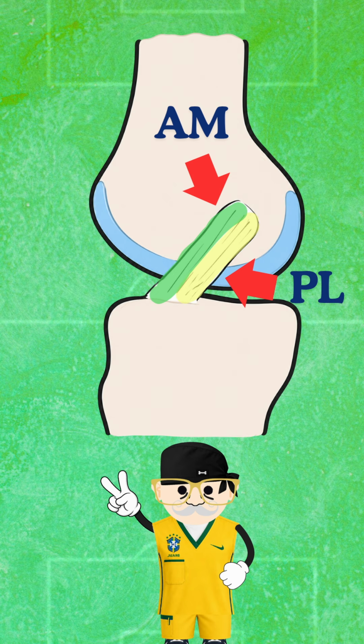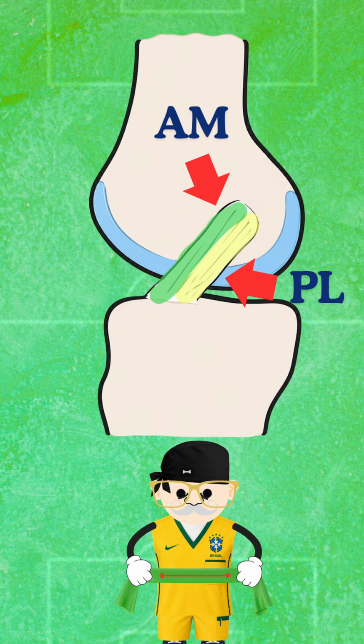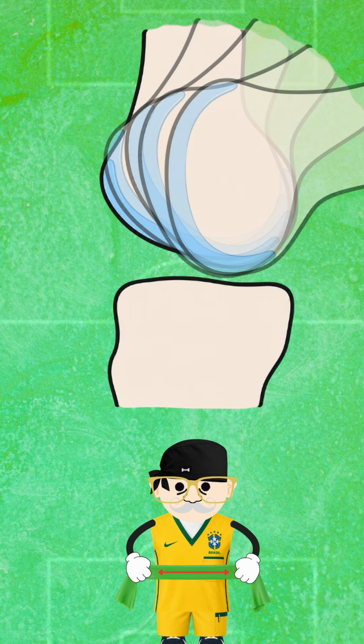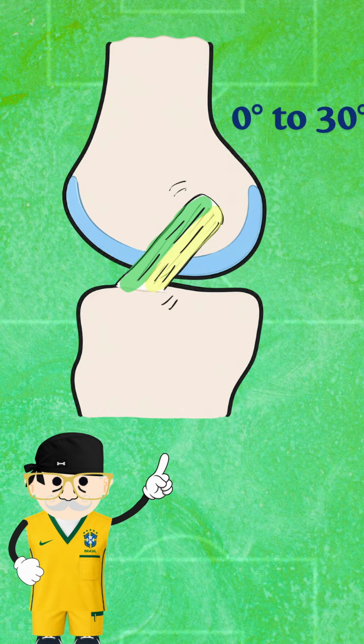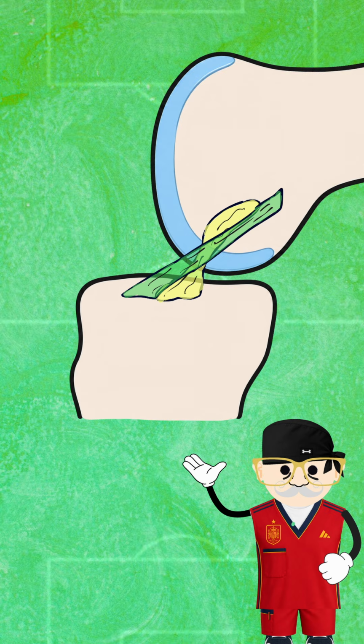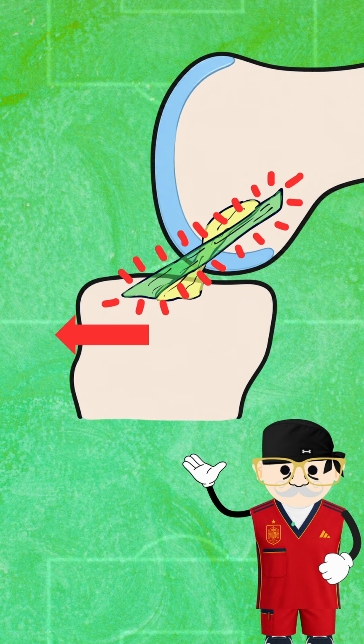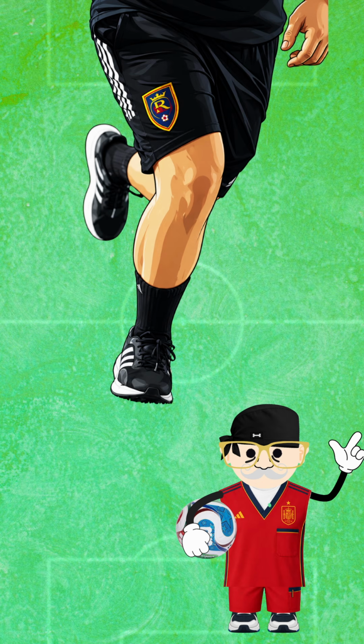Both bundles contribute to knee stability, but their tension changes depending on the position of the knee. Near extension, particularly within the first 0 degrees to 30 degrees, both bundles remain involved, while the posterolateral bundle becomes particularly taut and important for rotational stability. As the knee bends further, the posterolateral bundle progressively unloads, while the anteromedial bundle remains the main restraint to anterior tibial translation. This is important because soccer ACL injuries commonly happen with the knee slightly bent.